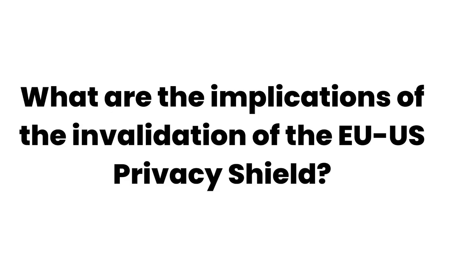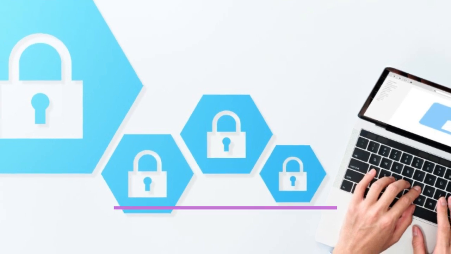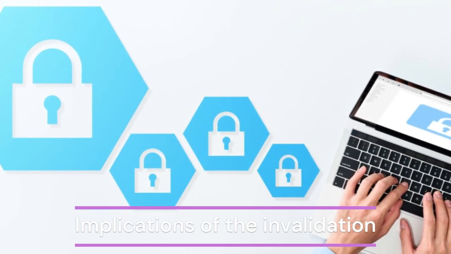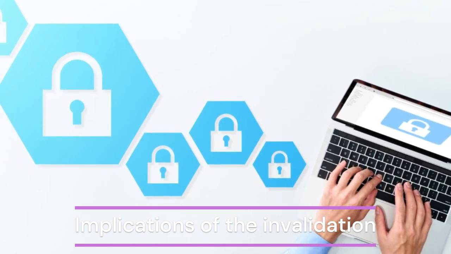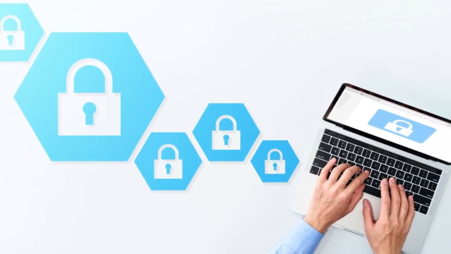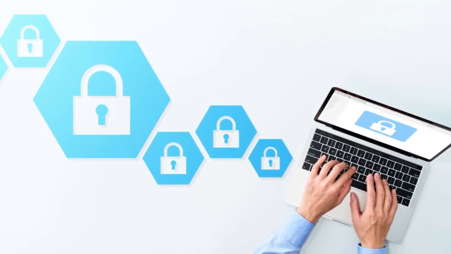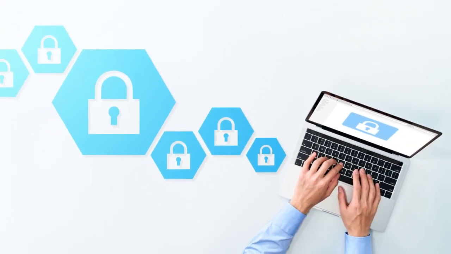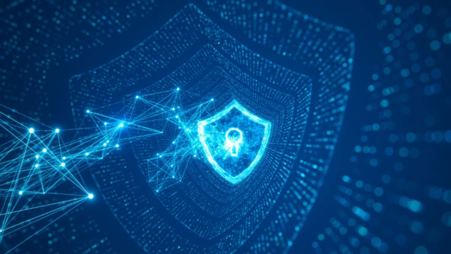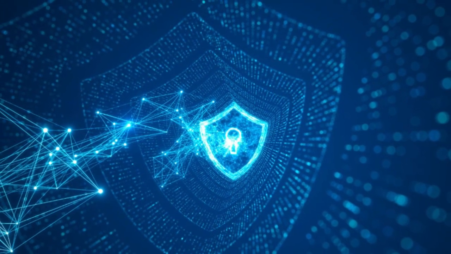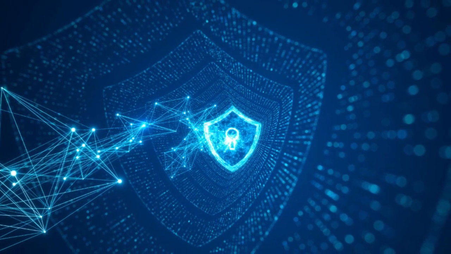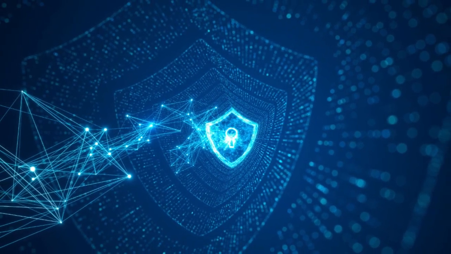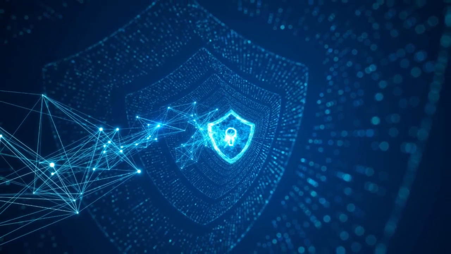What are the implications of the invalidation of the EU's Privacy Shield? The invalidation of the Privacy Shield has significant implications for transatlantic data transfers. Companies relying on the Privacy Shield for data transfers had to seek alternative mechanisms, such as standard contractual clauses (SCCs), binding corporate rules (BCRs), or obtaining explicit consent from data subjects. This decision also highlighted the need for stronger data protection mechanisms in ongoing negotiations between the EU and the US to establish a new framework for transatlantic data transfers.